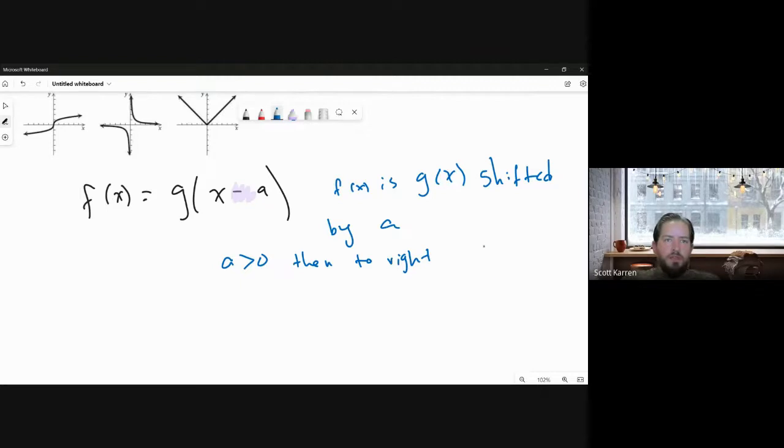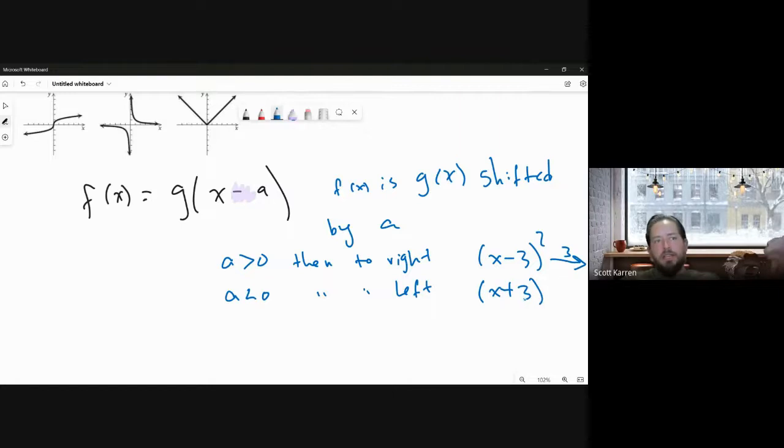So for example, like x minus 3 squared, a is positive because it's minus 3, right? That is a shift to the right by 3. But if a is negative, then it's a shift to the left. So it's important to note that distinction. This would look like x plus 3. That means a is negative because it's x minus negative 3 to get x plus 3. And this is a shift to the left by 3. Excuse me.